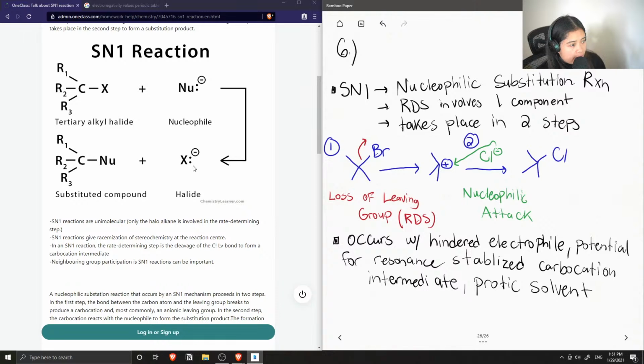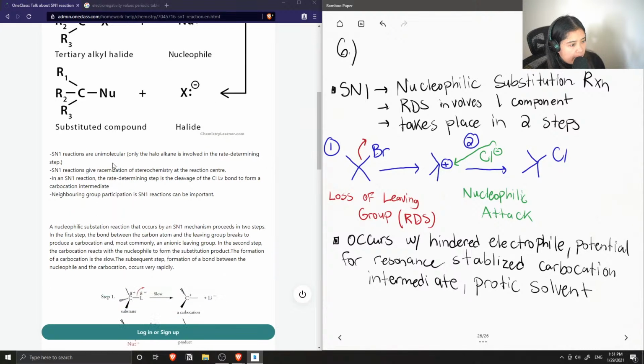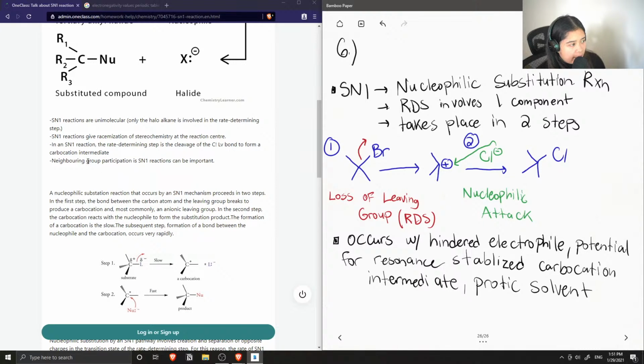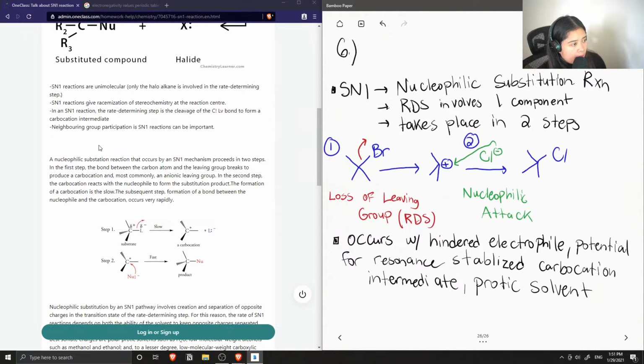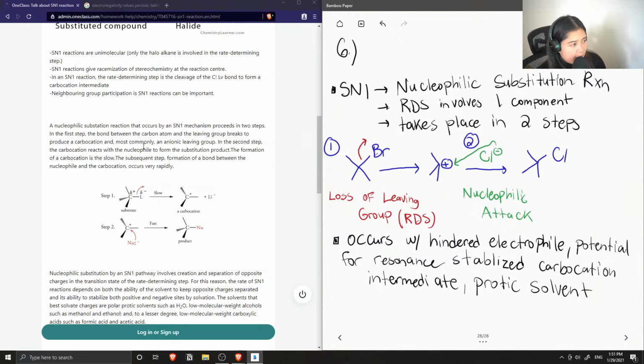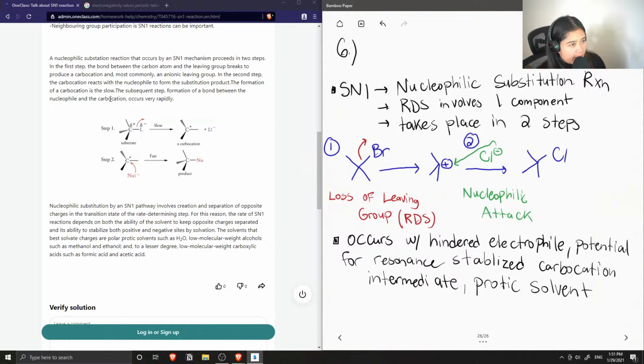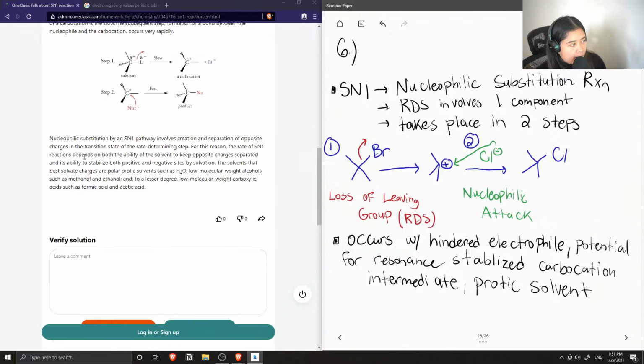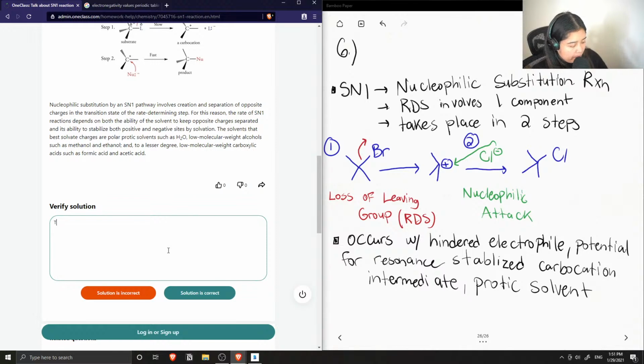Here's their reaction. They are unimolecular. They give a racemization of stereochemistry at the reaction center. Neighboring group participation in SN1 reactions can be important. They also have the mechanism, and they break down the 2 steps again. And the rate depends on both the ability of the solvent to keep opposite charges separated and its ability to stabilize both positive and negative sites by solvation. So this solution is correct.